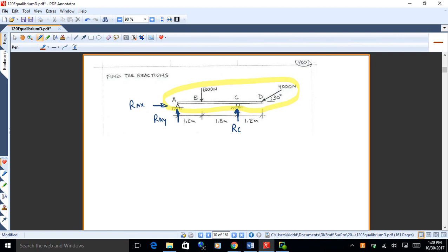And those are kind of what you might call schematic symbols. For a pin joint, look for a little triangular thing. If someone's really careful, there might be a dot at the top to indicate the pin. The roller's the round thing. Those are typical schematic symbols to indicate those pin joints and rollers. Okay? Now our goal here is to find RAX, RAY, and RC. That's what we want to do. Okay, so we good?